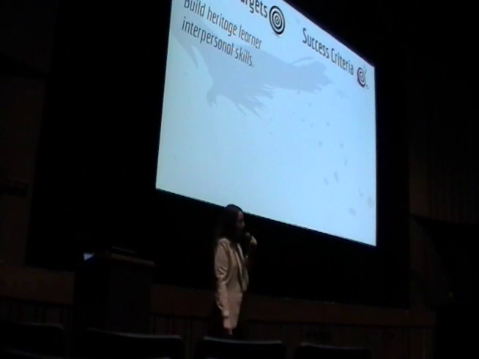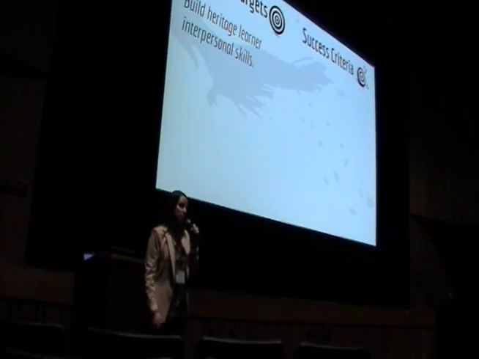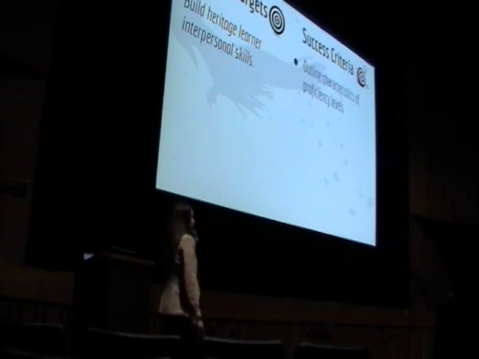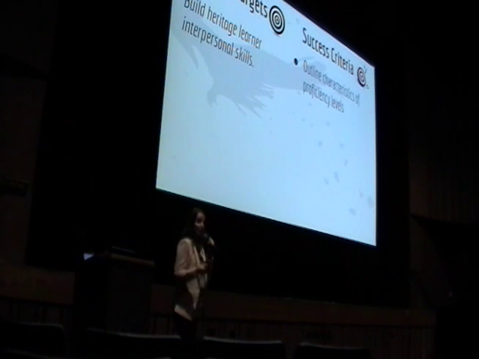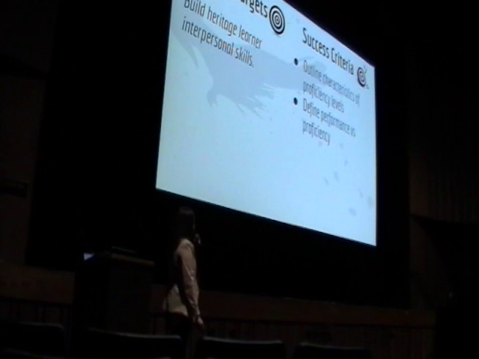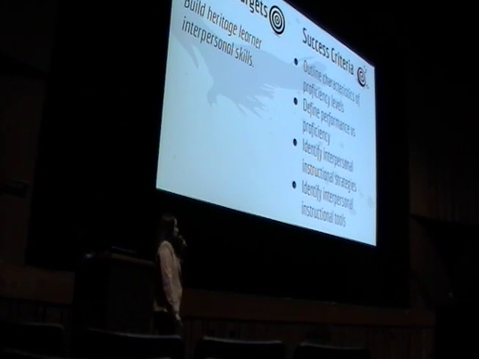Today I want to share with you our learning targets. We're going to be taking a look at building heritage learner interpersonal skills. To accomplish that, we're going to do a few different things. First, we're going to outline the characteristics of proficiency levels in terms of language. Then we're going to look at performance versus proficiency. We'll be identifying some interpersonal instructional strategies, as well as interpersonal instructional tools.